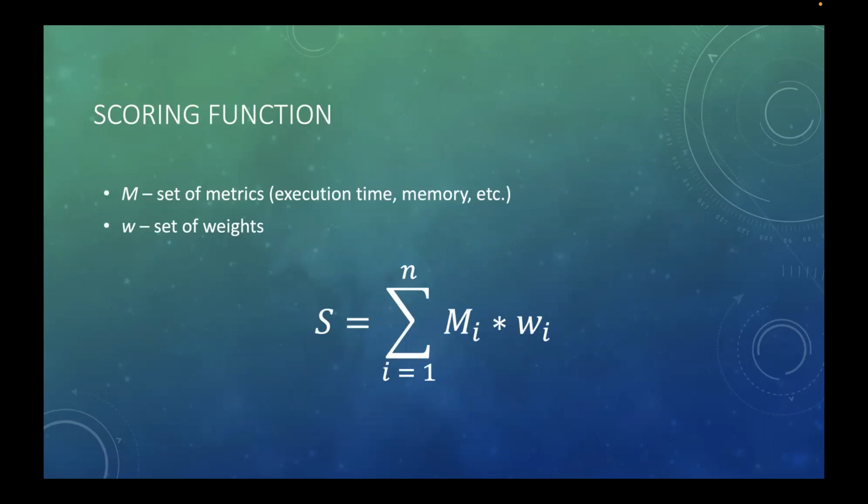Okay. Let us introduce the notation of the scoring function S. It can be formulated in the following way, where M is a set of metrics, W is a set of corresponding weights, and N is a number of metrics. Simple examples of such metrics are the execution time or the memory amount taken to perform the task.